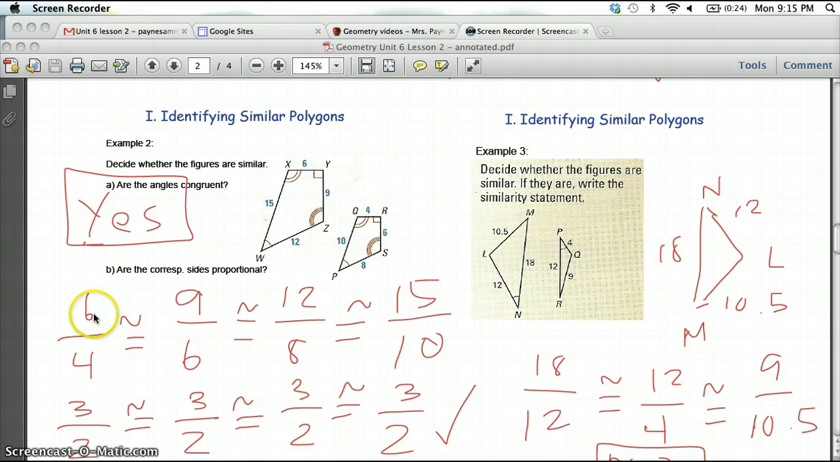So we're going to do XY over QR. Now XY is 6 and QR is 4, so 6 over 4. Now we're going to do YZ over RX, so 9 over 6, and then 12 over 8. And last, 15 over 10.